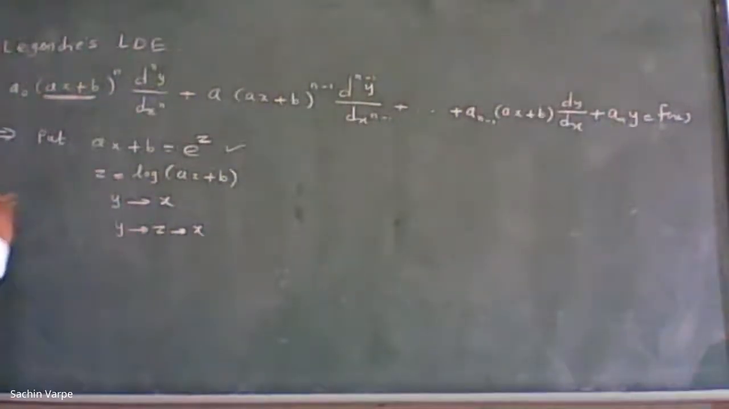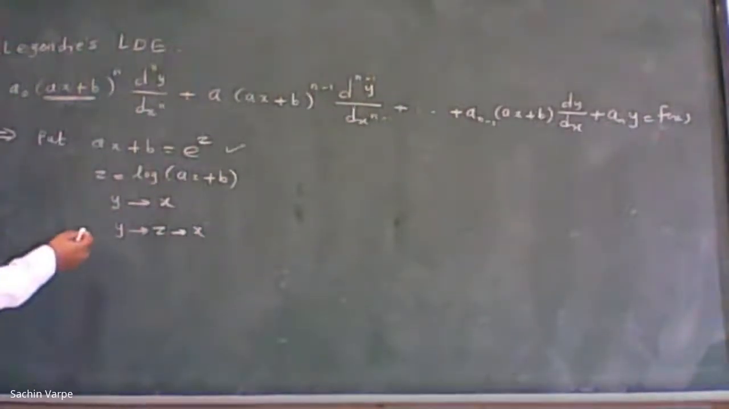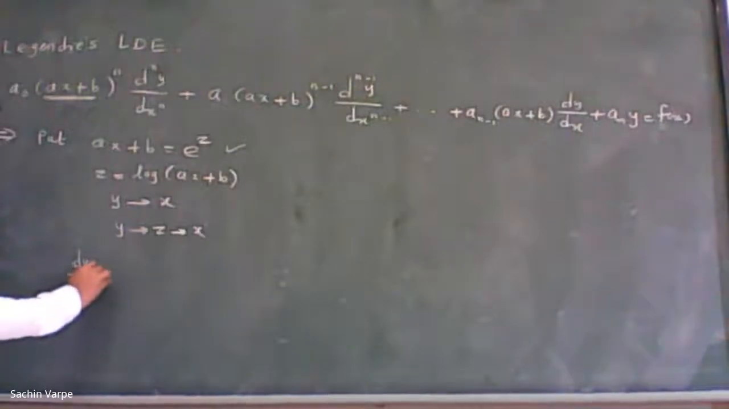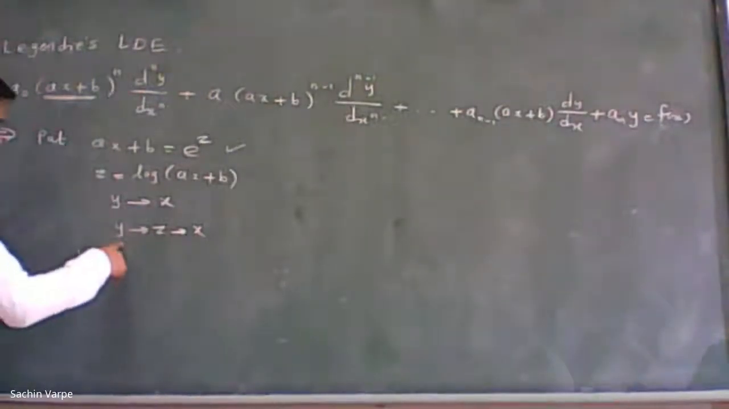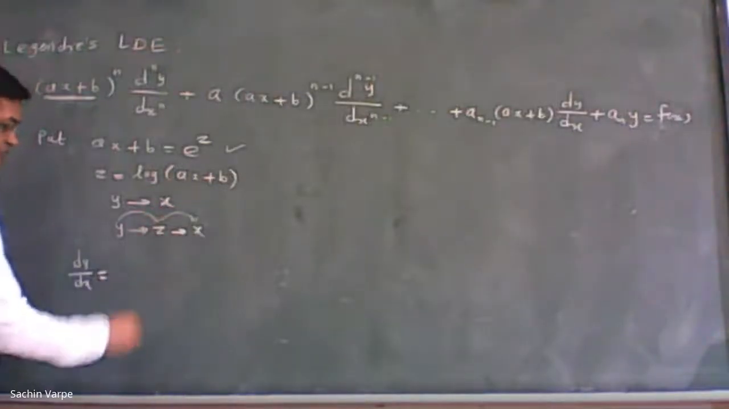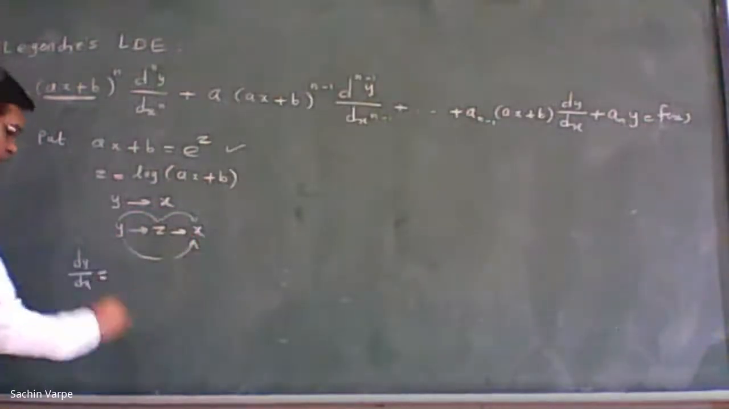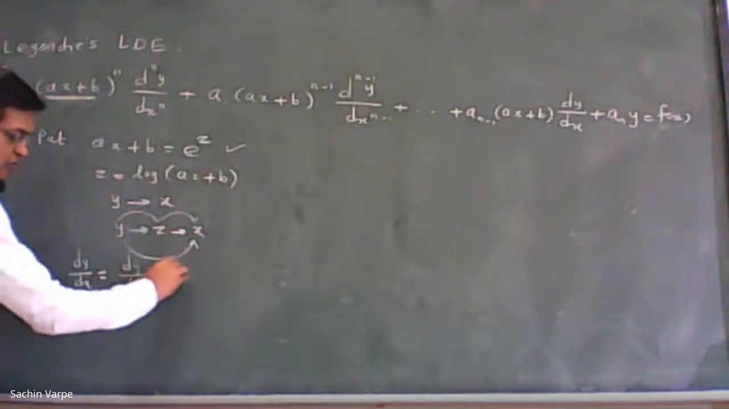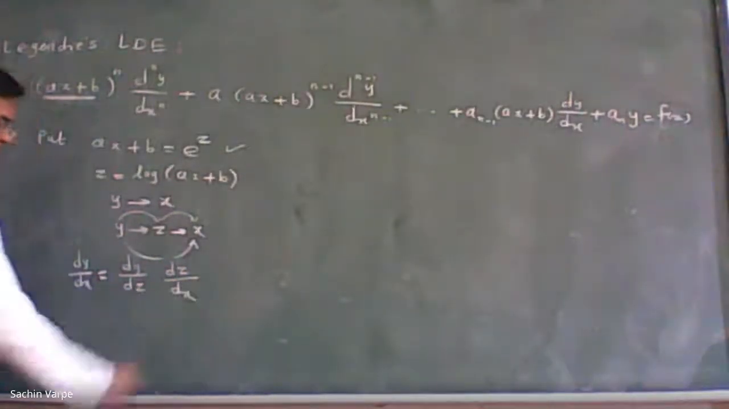Remaining substitutions you can derive. So if I want to find the derivative of y with respect to x, then by the chain rule it is the derivative of y with respect to z into the derivative of z with respect to x. That is the derivative of y with respect to x. So dy by dx becomes dy by dz into dz by dx, isn't it?